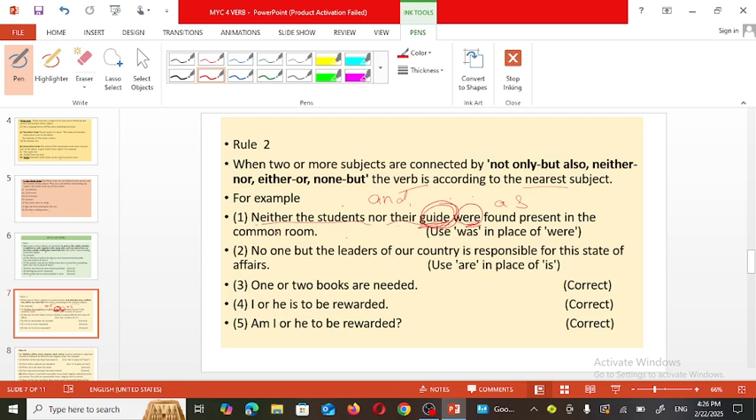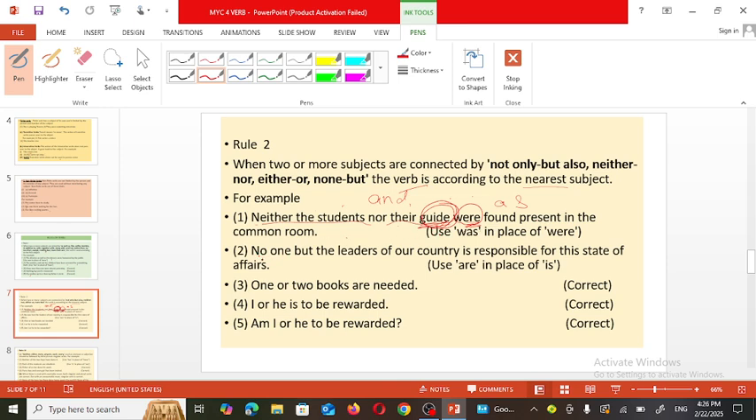But when we are using conjunctions such as not only but also, or neither nor, in such cases we must use the subject which is near to the helping verb, and accordingly we must choose it.